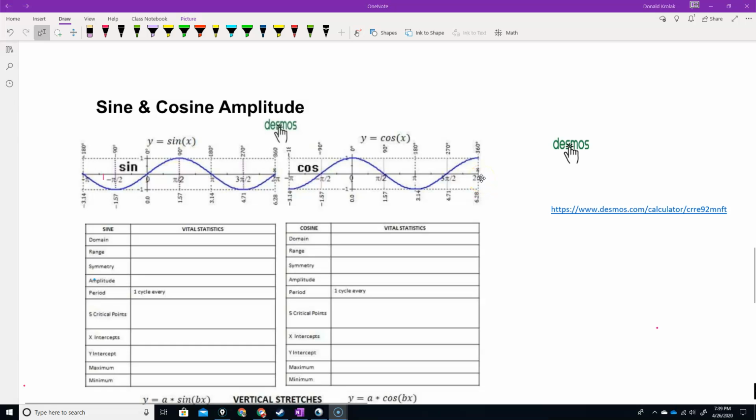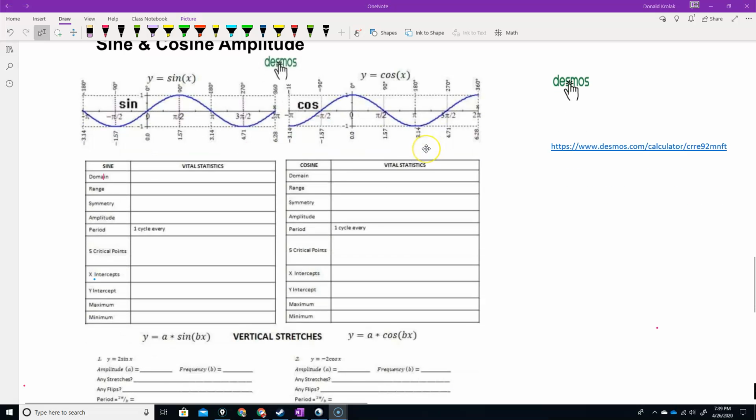All right, last week we learned about amplitude, midline, and period. Today we're going to look at some more characteristics in particular of the sine and the cosine graph.